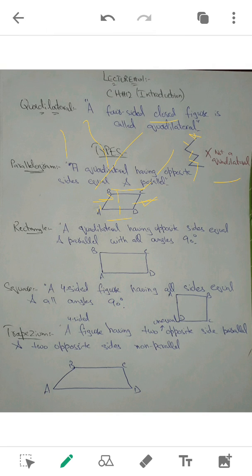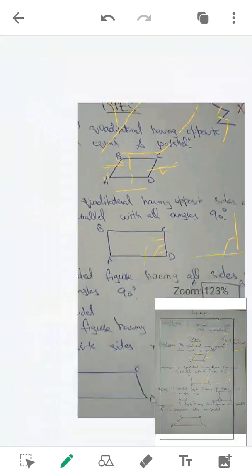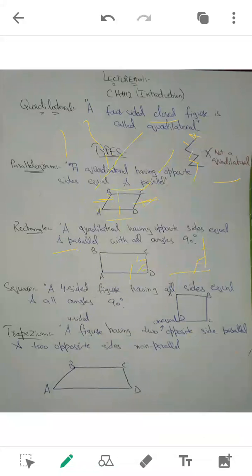Similarly, coming to the next figure, that is the rectangle. A quadrilateral having all opposite sides equal and parallel. This is almost the same definition, but there is another restriction: with all angles 90 degrees. What is meant by a 90-degree angle? A 90-degree angle is the angle formed by a straight left-to-right line and a straight top-to-bottom line. This is an L-shaped angle, I would say. You can see all the angles here are 90 degrees. You must remember that 90-degree angles are shown by a block shape, not by a curve or an arc.